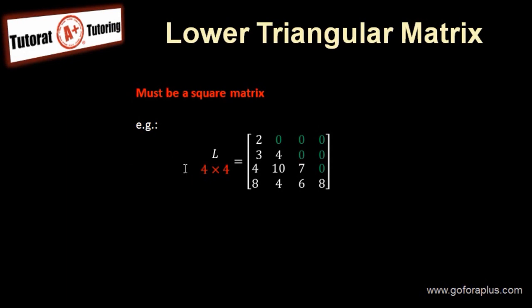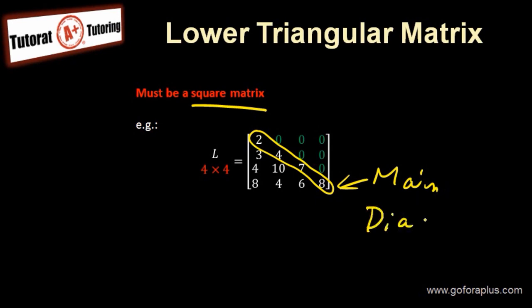So what is a lower triangular matrix? For a lower triangular matrix, the first criterion is to be a square matrix. In this example, a 4 by 4 lower triangular matrix, we see the main diagonal, this 2, 4, 7, 8, we call this the main diagonal. On top of this main diagonal, it must be all 0. So we can see that all the green numbers should be all 0. So we call this matrix a lower triangular matrix.